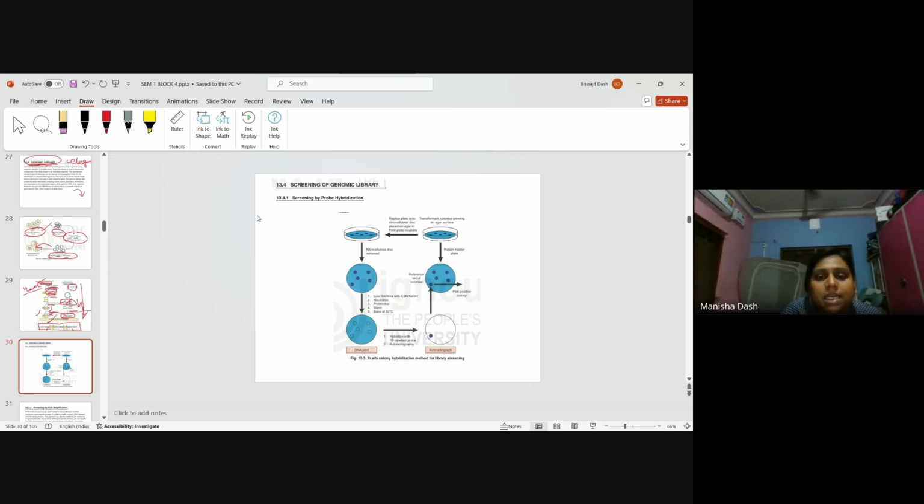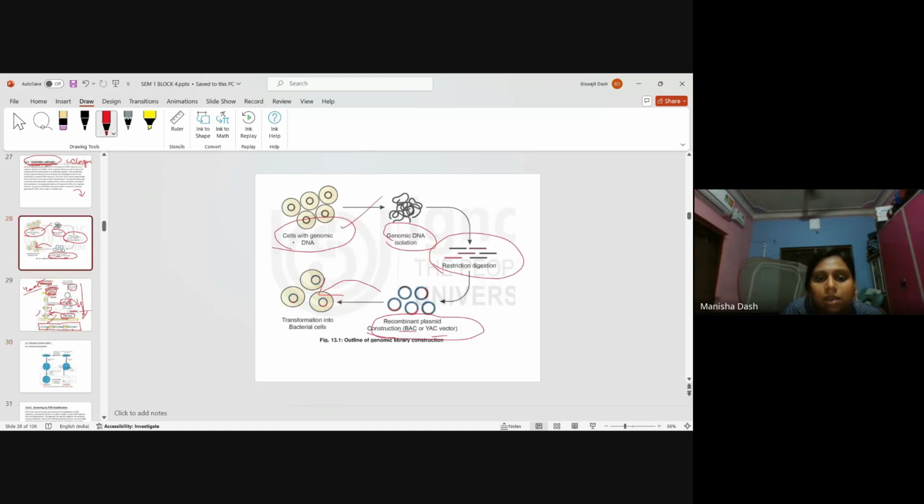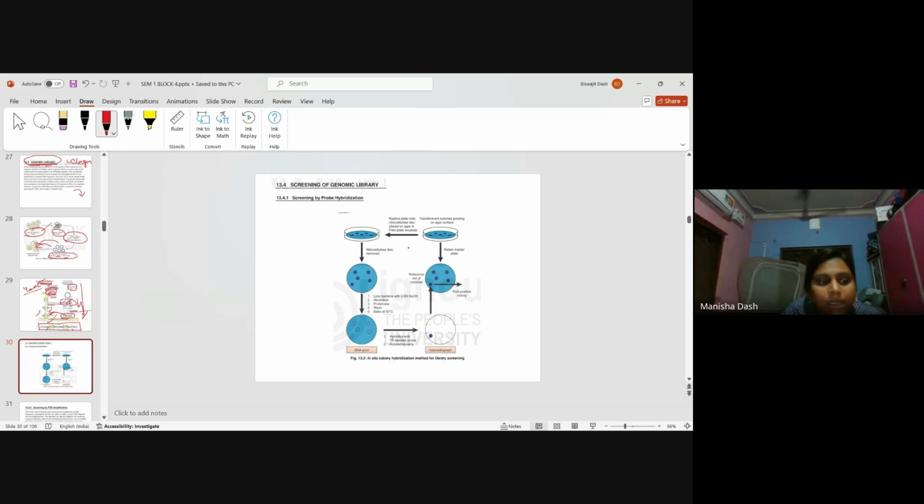Then coming to the screening of the genomic library: you are putting these vectors into the bacterial cells, but it is not necessary that every bacterial cell will take up your desired vector. So how will you find out whether the bacterial cell you are considering has your gene of interest or not? That is called the screening of the genomic library.